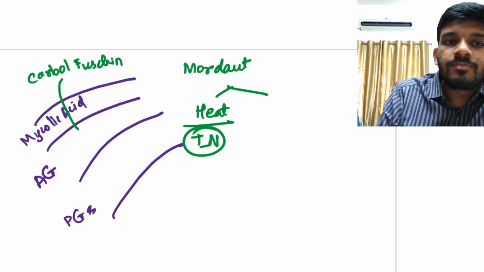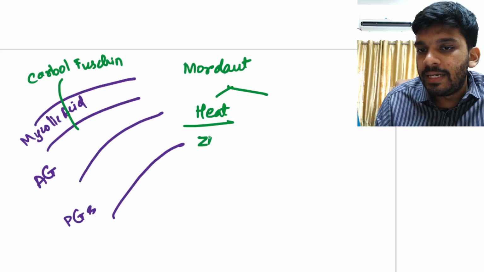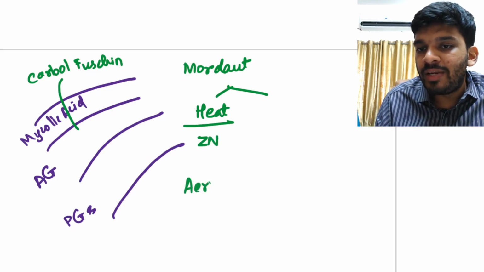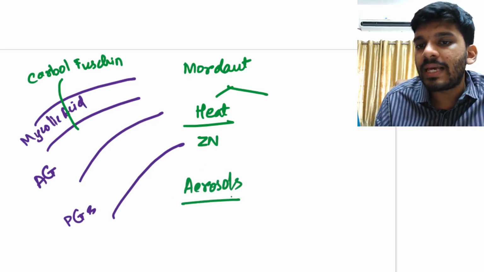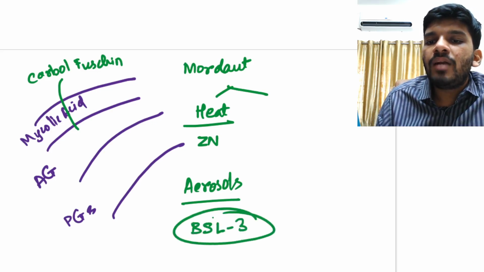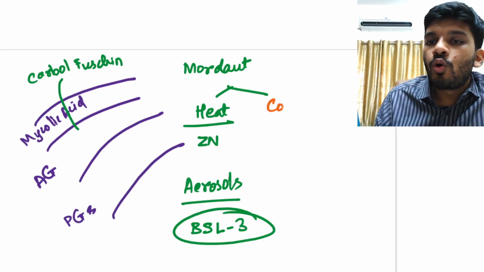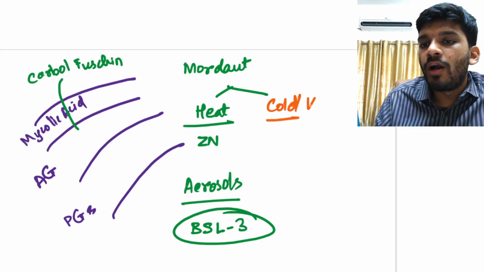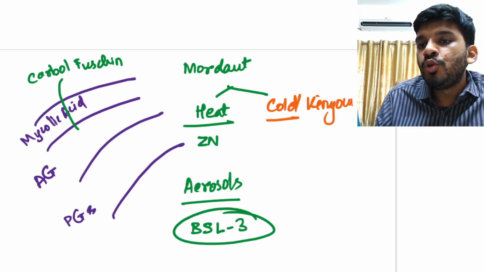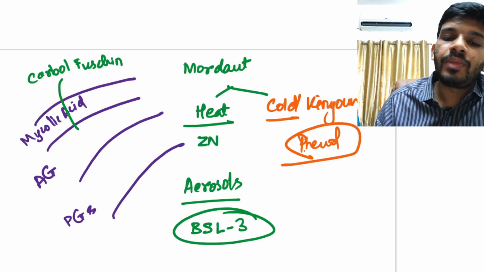But the problem with this method is that when you use heat, you produce aerosols, and it is a biosafety hazard. The people who are doing this can get infected. So it requires a BSL3 lab, but we have to do it even at a PHC. So the method that we use here is the cold method, or the Kinyoun's modification, in which you use phenol as the mordant. Mordant means something which causes the dye to stay, right?